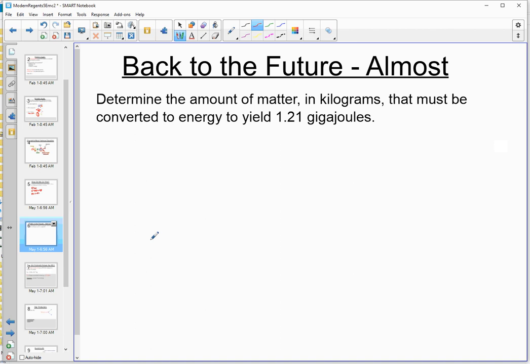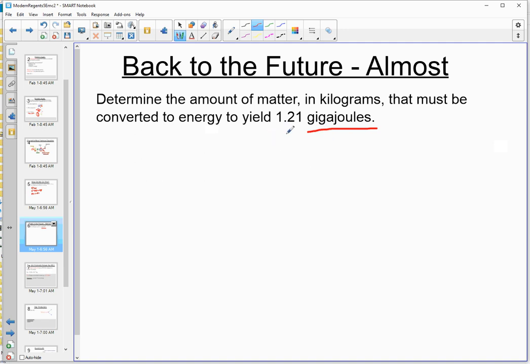All right, practicing a little further with our powers of 10 prefixes. Remember, the chart for those is on the front page of the reference table. Determine the amount of energy, or the amount of matter, in kilograms that must be converted to energy to yield 1.21 gigajoules.